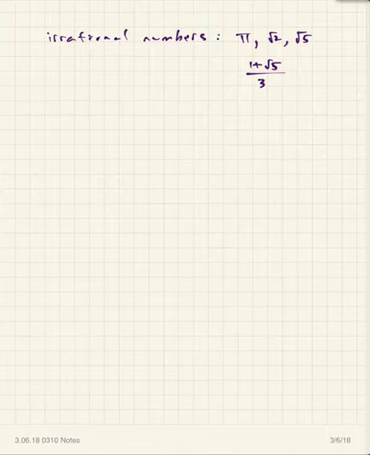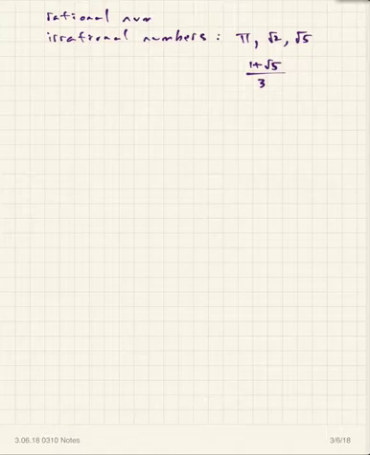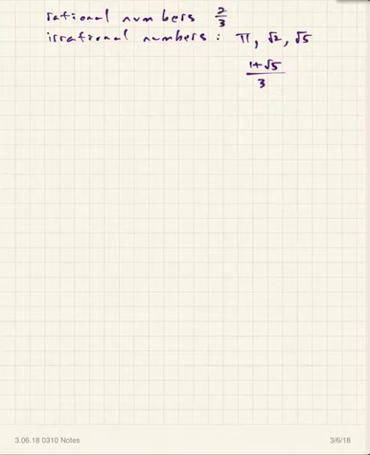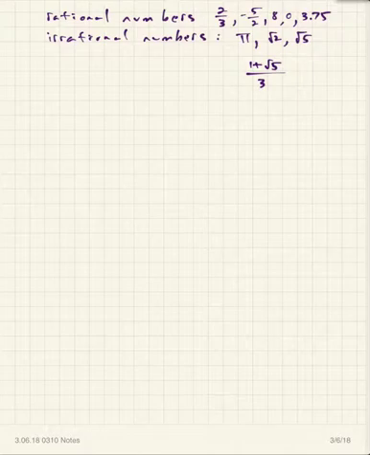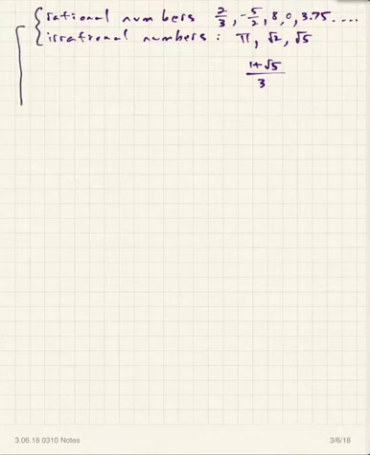So when you take the irrational numbers and the rational numbers and you stick those two sets together... Now, the rational numbers are the numbers that, remember, can be written as fractions. So that'd be like 2/3 and -5 halves and 8 and 0 and 3.75, things like that. Those are all numbers that can be written as fractions. And when you take the rationals and the irrationals and throw them together, you get what we call the real number system.